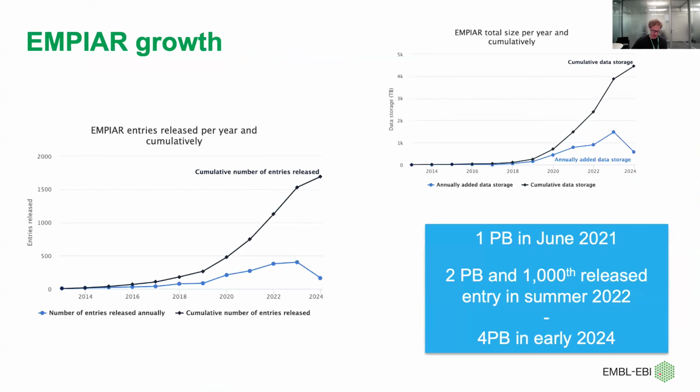EMPIAR has been growing pretty rapidly since it started in about 2013. It hit the 1 petabyte milestone in 2021, but it hit the 4 petabyte milestone earlier this year, and that's pretty rapid growth. It's maybe not quite exponential, but close to it. So it's really filling a need in the community, and this follows the fact that deposition of protein structures is also increasing exponentially.